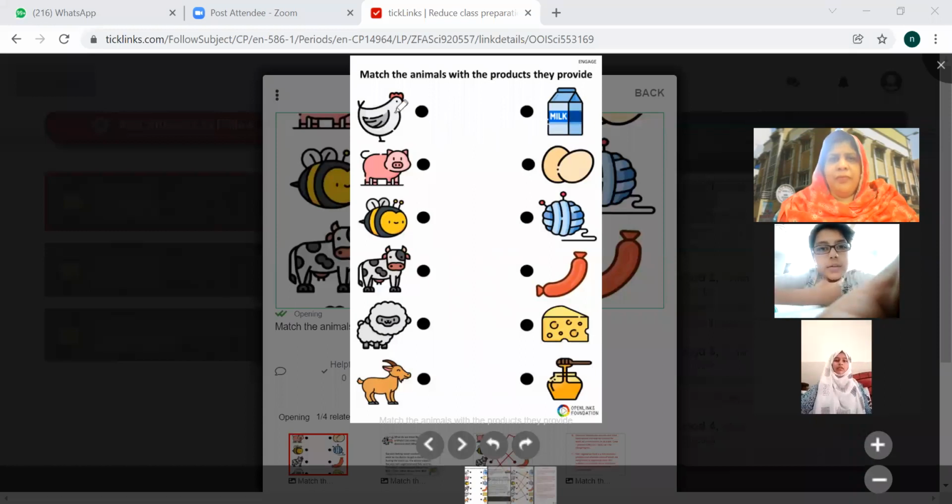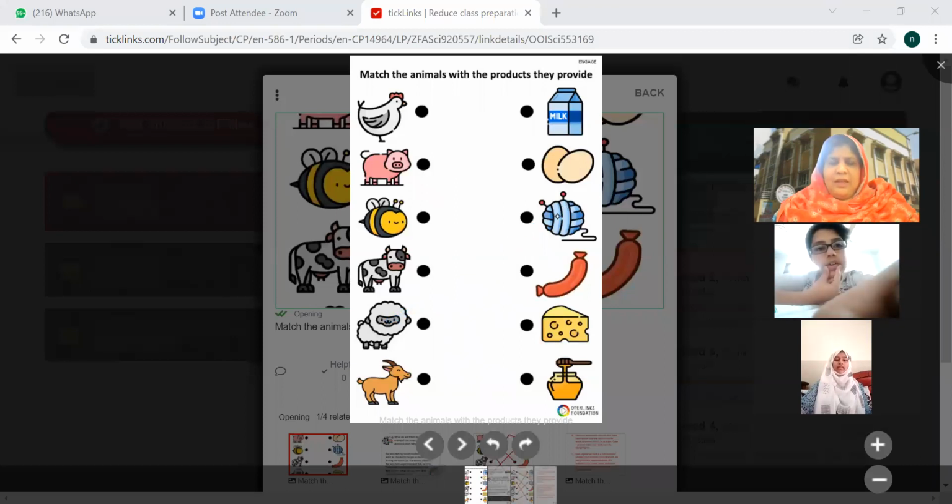Goat, meat, ma'am. Yes, goat gives meat. Where is meat in this? Do you see meat? Below, wool. No, wool, teacher. There is this sheep. You get wool from sheep. Okay, good.